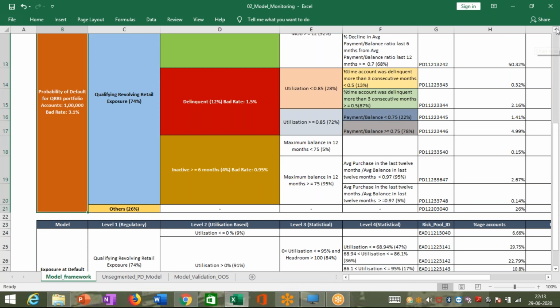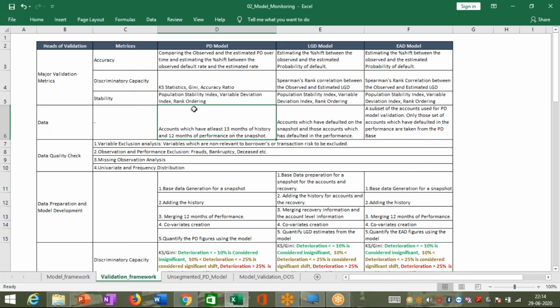Now after this, the next thing that comes to us is to understand how to assess the model. We'll talk about three things. Number one, how to assess the model and how to assess the segments. And then how to calculate the PD at the segment level and so on.